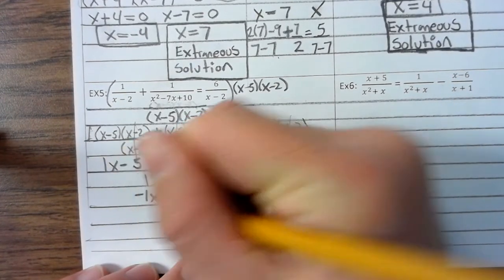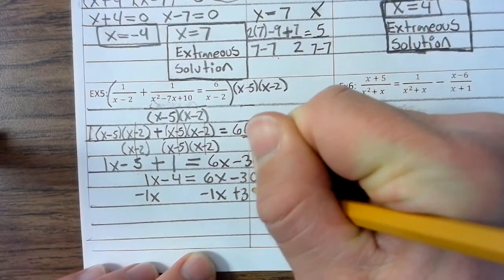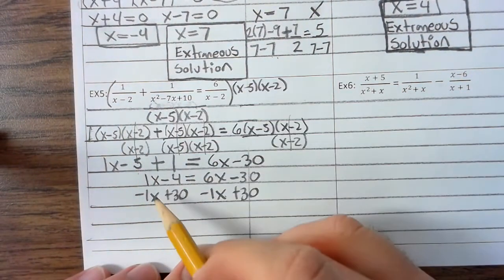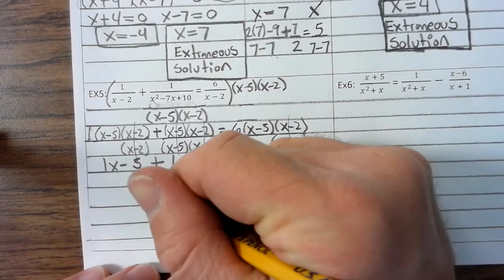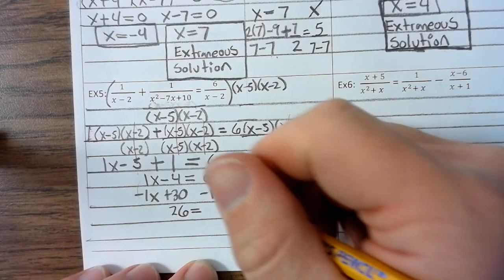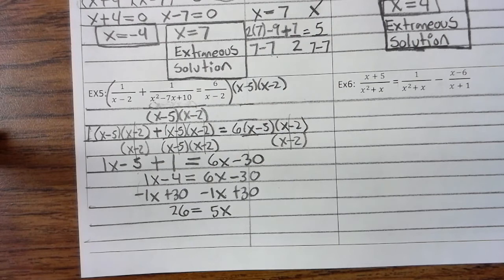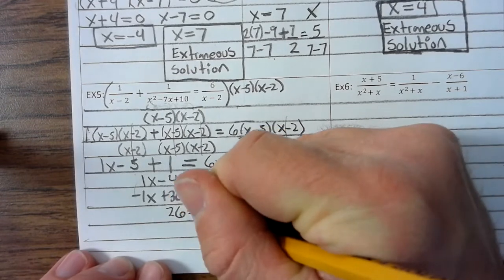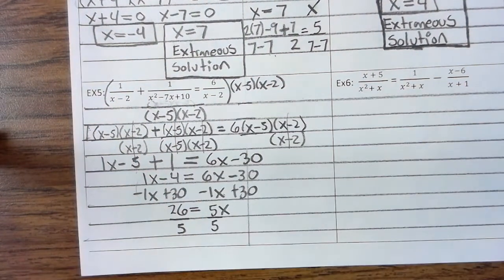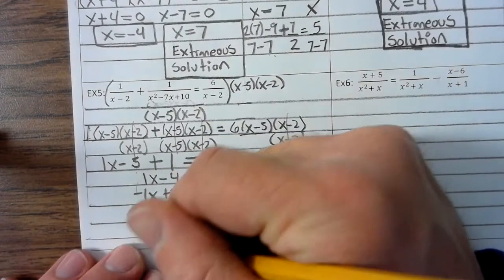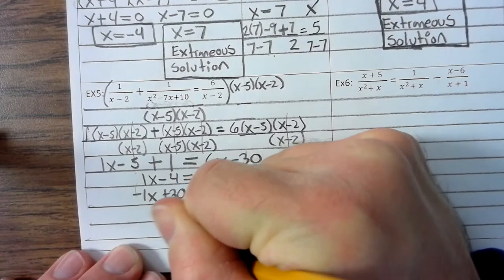So let's subtract 1x from both sides and add 30 to both sides. So then that becomes 0, that becomes 26, that becomes 5x. I don't like where this is coming out, but divide both sides by 5. Let's see if 26 divided by 5 is a nice fraction. It is. x equals 5.2.